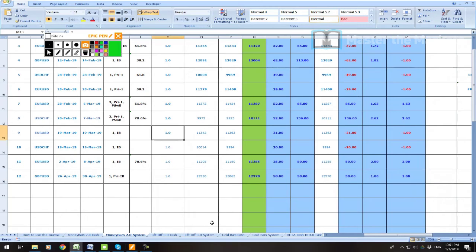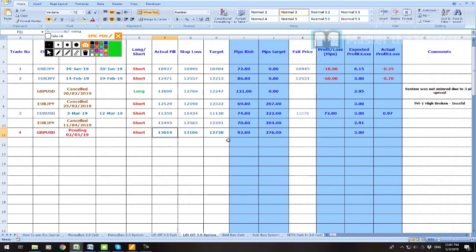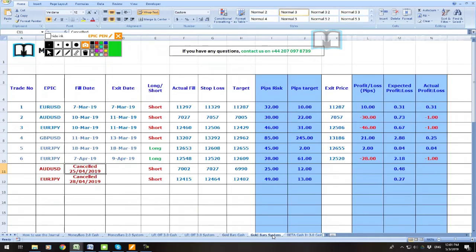Then in terms of liftoff, what do we have? Nope, we do not have anything there. At the moment, we only got a pending. We got actually a live trade. This has become live actually. Gold on cable. And in the gold bar system as well, there's no trade so far. Okay, so that's what we've got.